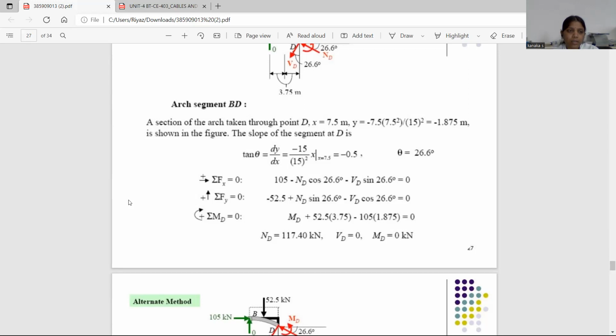So finally, the values of normal thrust and reaction: vertical reactions VA and VB, and the horizontal thrust H. So find out the values of vertical thrust, and find out the values of ND and VD. So final moment is MD equal to 0 kilonewton. This is the example of the parabolic arch and the circular arch.